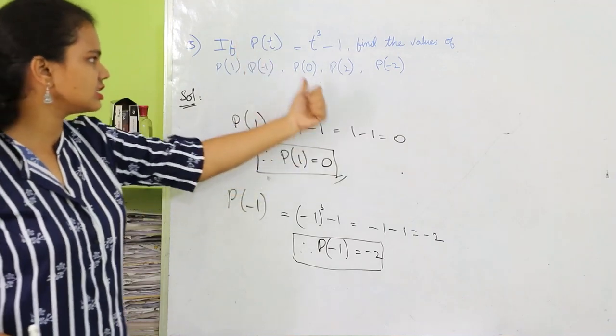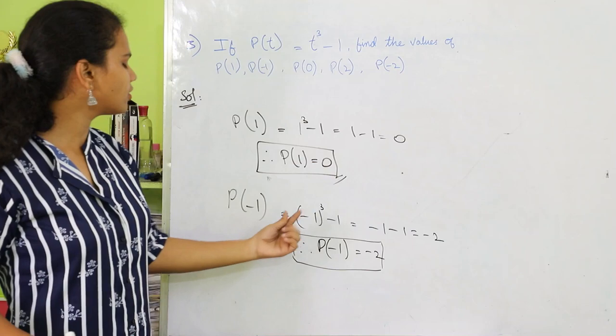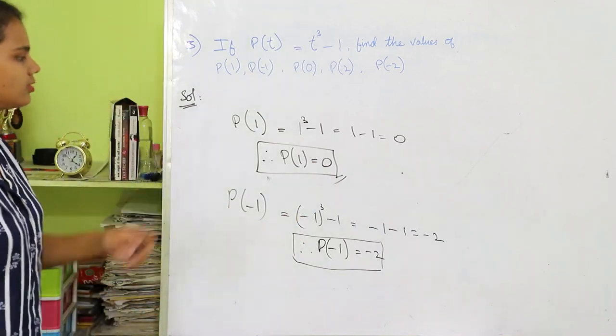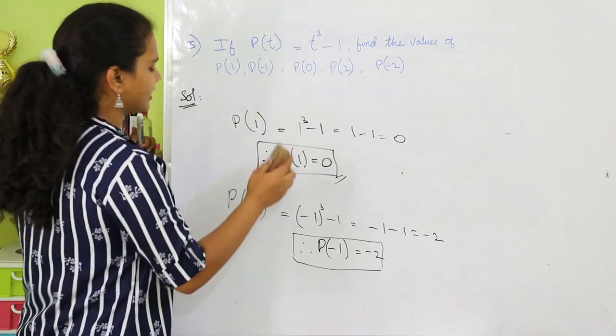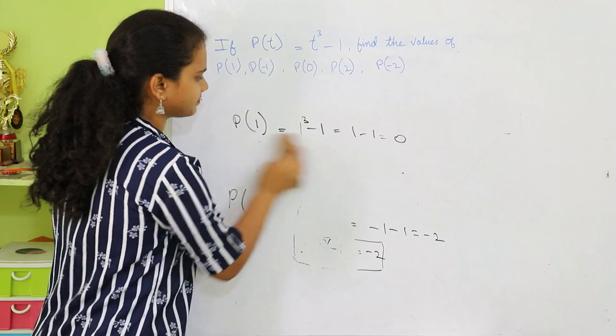Either it would be minus 1, 0. So instead of t, place these numbers. Now here, try to solve the given questions according to this. Clear? Now let me go for the next one. Done with 0 and minus 1, right? So let's go for the next one.